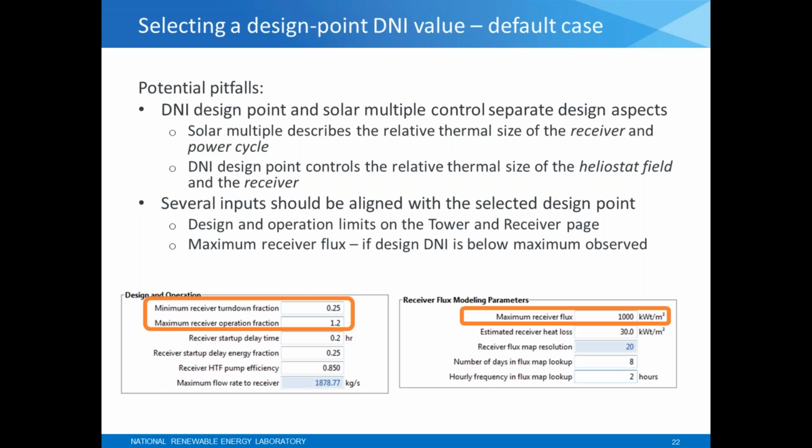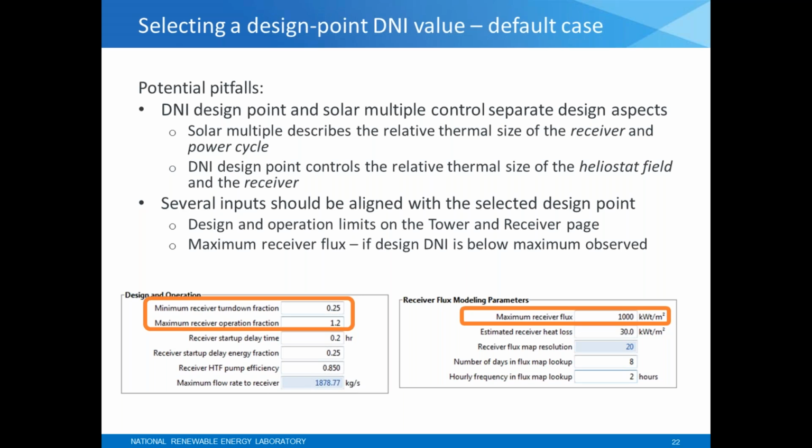So a couple of caveats, or pitfalls, things that you want to look out for, are that the DNI design point and the solar multiple are similar, but they control separate aspects of the design. The solar multiple describes the relative thermal size of the receiver and the power cycle. So a solar multiple of, say, 2 would, for a 200 megawatt thermal cycle, and by thermal I mean the thermal input to the cycle, not the gross electric output, correspond to a receiver of 400 megawatt thermal rated value.